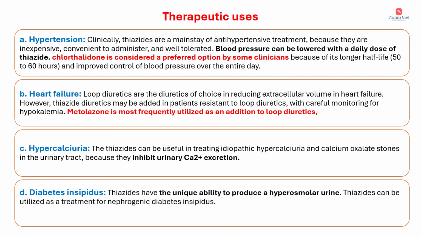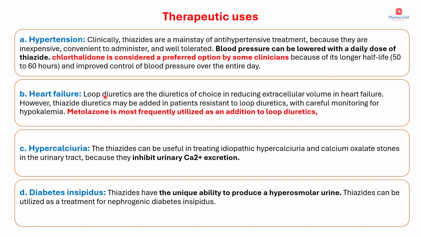Therapeutic uses of thiazide diuretics include hypertension, heart failure, hypercalciuria, and diabetes insipidus. So hypertension: clinically, thiazides are a mainstay of antihypertensive treatment because they are inexpensive, convenient to administer and well tolerated. Blood pressure can be lowered with a daily dose of thiazide. Chlorthalidone is considered a preferred option by some clinicians because of its longer half-life ranging from 50 to 60 hours and improved control of blood pressure over the entire day.